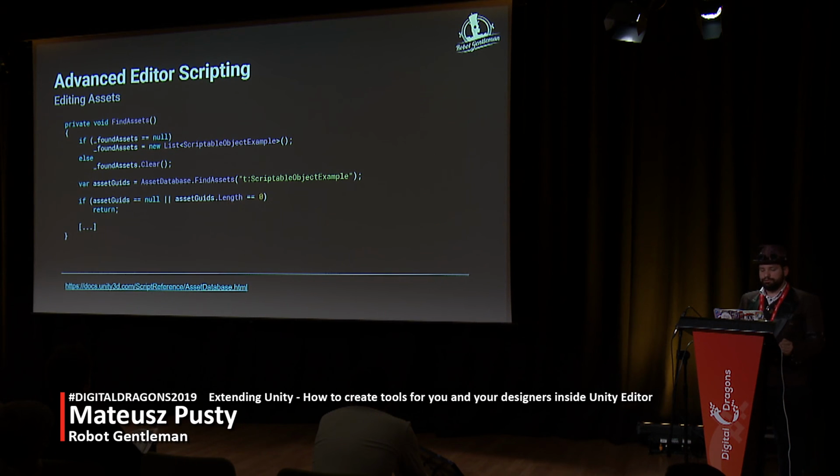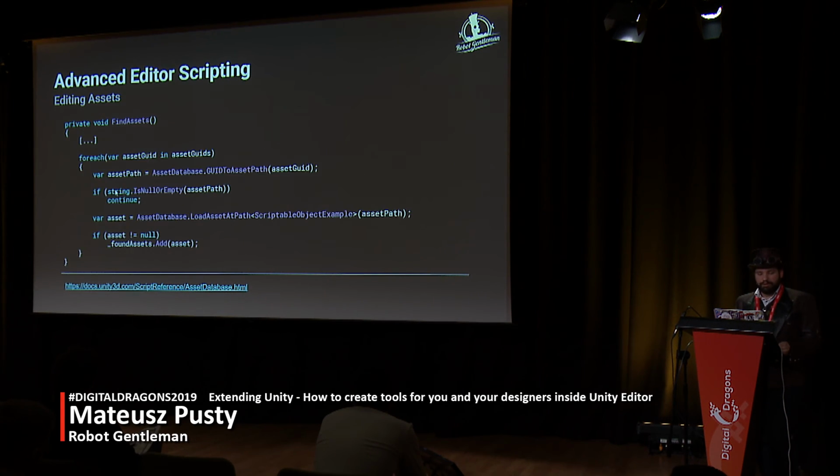You can use t: to find objects of this type. You can use l: to find objects that have labels. You can just put the name of the object and find all objects that have this name. This method returns the list of asset GUIDs, which are the GUIDs we've talked about previously. And then you can go through these GUIDs, get the asset path for each of these assets, and load these assets as ScriptableObjectExample.